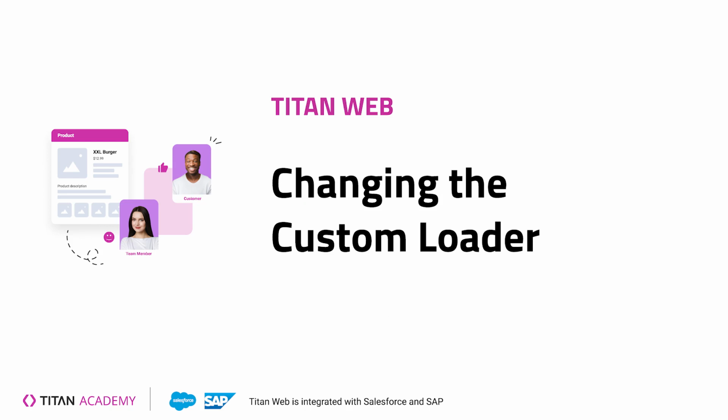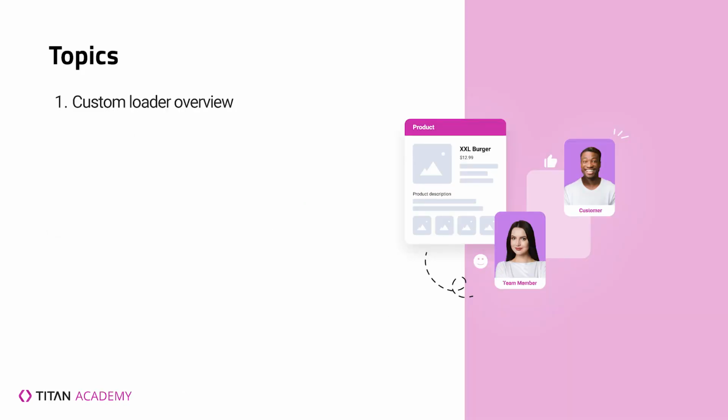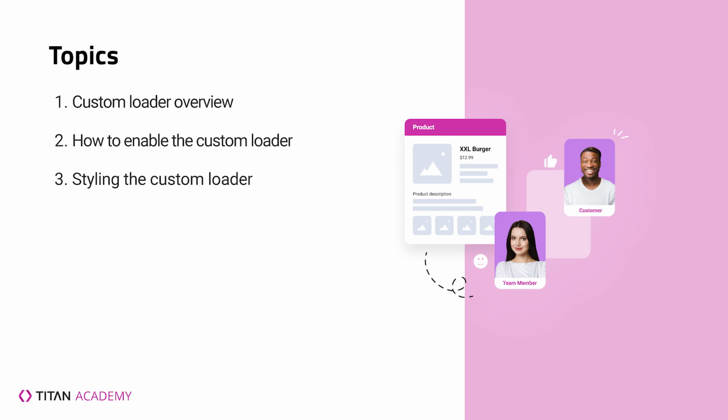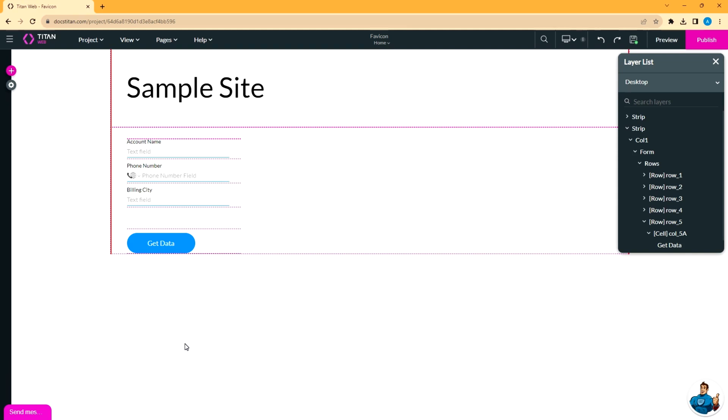In this video, we will cover changing the custom loader. We'll discuss what is a custom loader, how to enable it, and how to change the styles of the loader. The custom loader is a preloader that is displayed when certain content is still loading on the form. In Titan, this loader is usually used while data from Salesforce is loading.